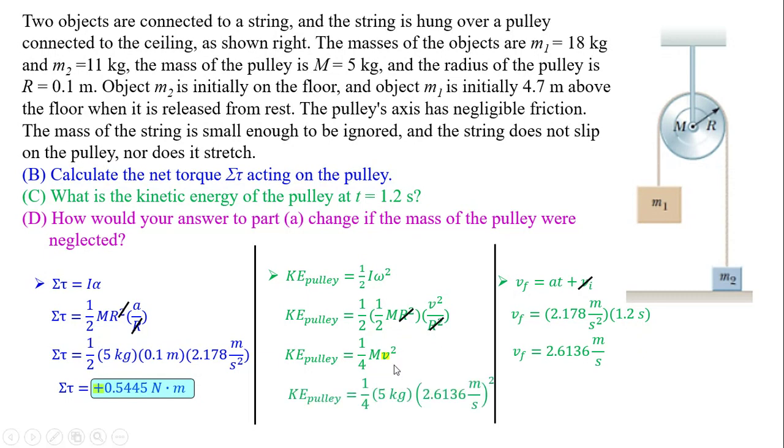And once I know that, I can substitute in for V that I highlighted here. And don't forget to carry down the square term. So all this calculator work will give you about 8.54 joules.